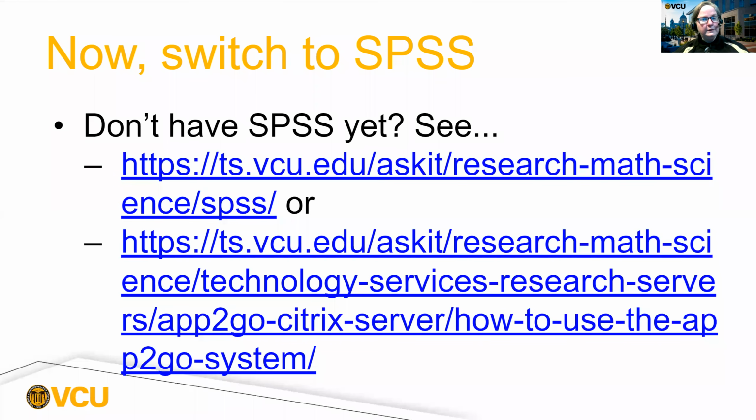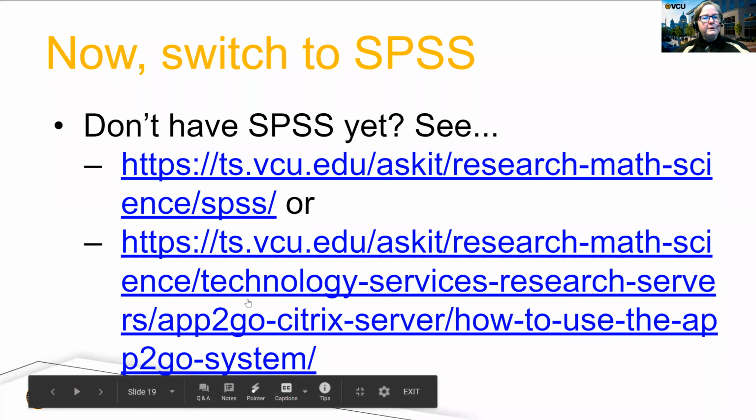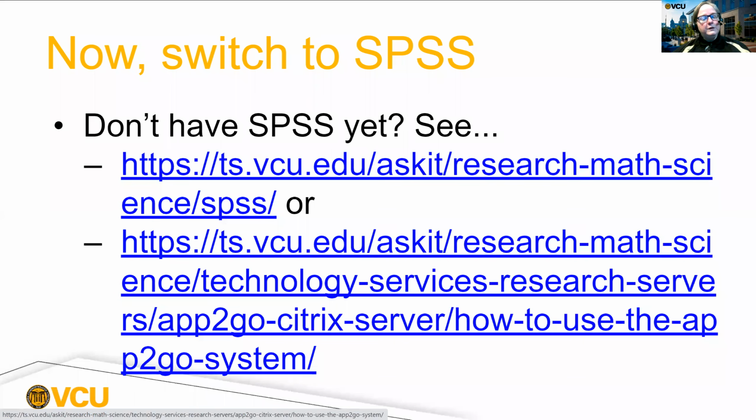you can go to SPSS. Now, if you have a full installation of SPSS, that maybe you've gone to the TS, Technology Services pages, to install SPSS directly on your computer, you probably can double click on the SAV file and it will open. But if you're using the App-to-Go system, which is the harder approach, which is why I'm going to try to demonstrate it, you will have to open SPSS on App-to-Go and then open your SAV file from inside the App-to-Go SPSS.